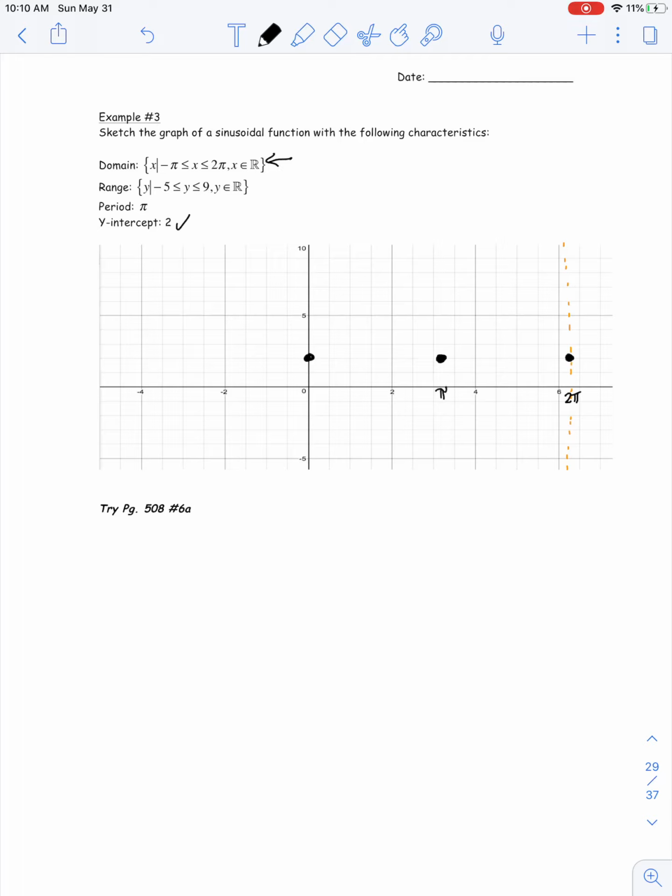And then at negative 3.14, I'm going to have the value of 2 again. So that's again where I need to stop the graph, because my graph should only go from negative pi to 2 pi.